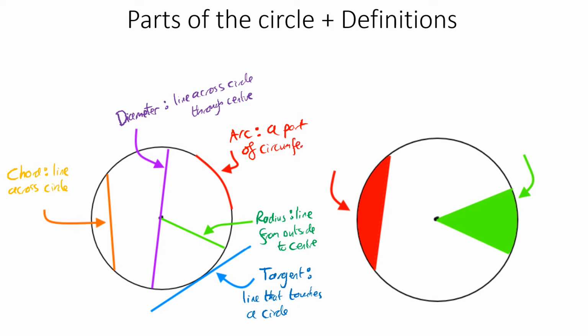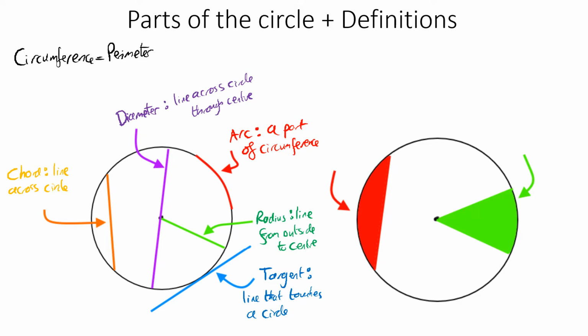I've not defined the word circumference here, I've assumed it's something we know, but circumference is all the way around the outside of the circle. It's like the perimeter. So if you wanted to write that down as well, circumference is equal to perimeter.